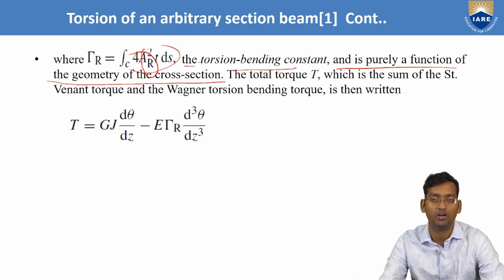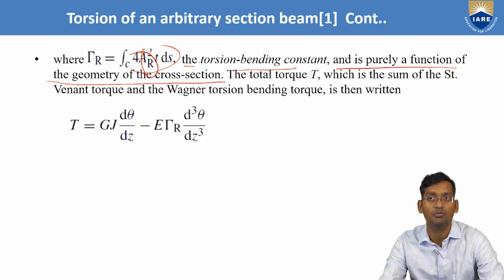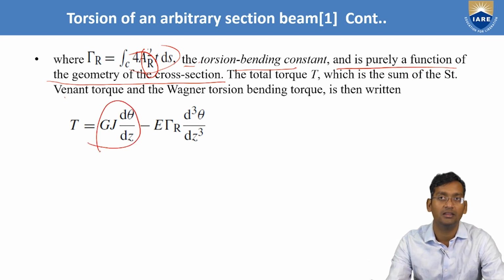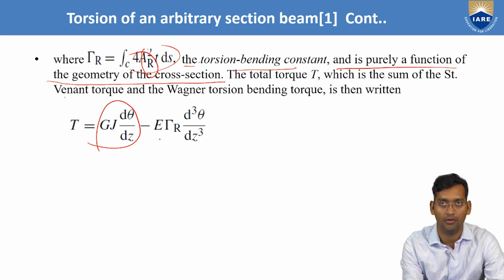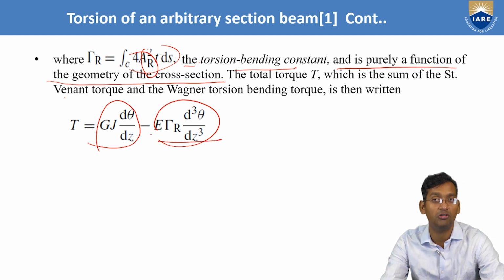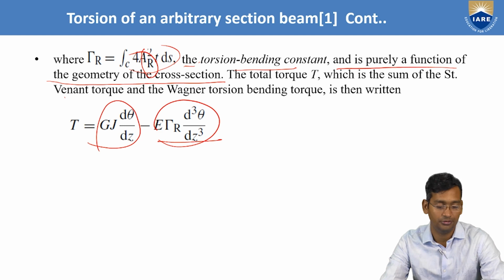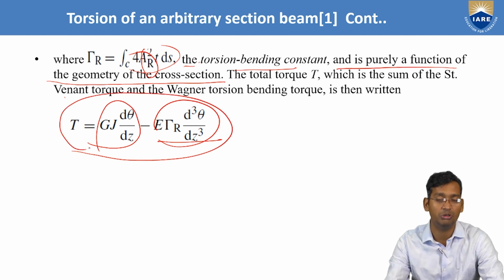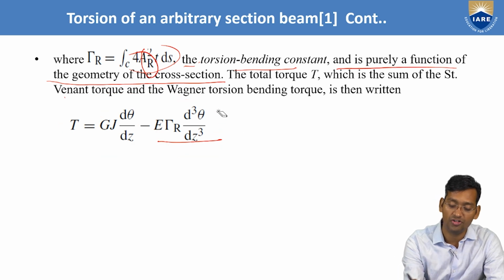Okay, the total torque T is the sum of the St-Venant torque and the Wagner torsion bending torque. The St-Venant torque we had already seen. What we got is that the Wagner torsion is minus E tau r d cubed theta by dz cubed. Hence, after substituting, we will get this one. So this will be the total final torsion.